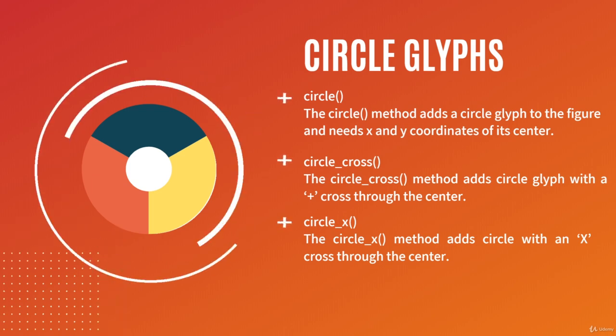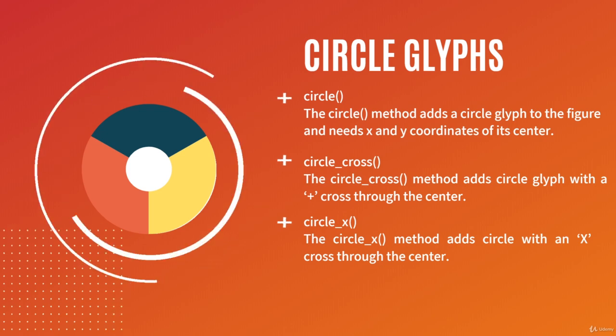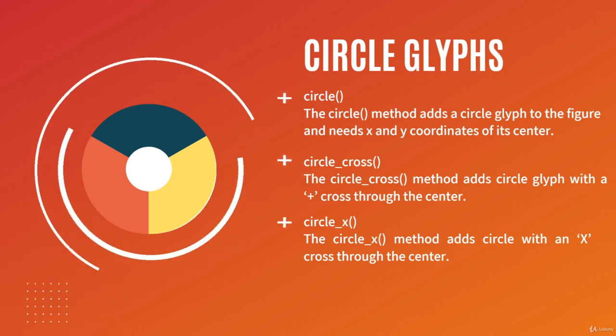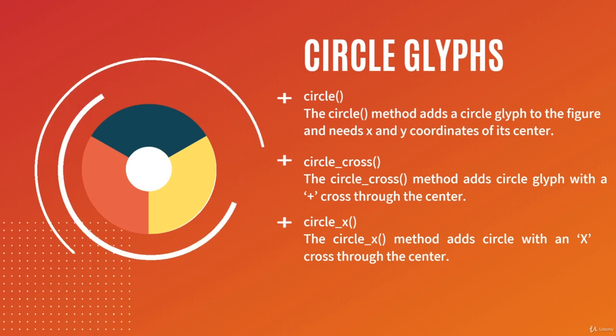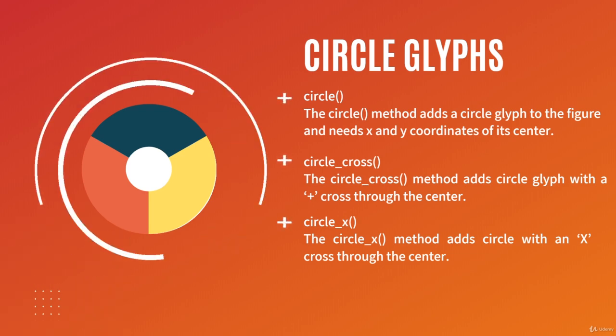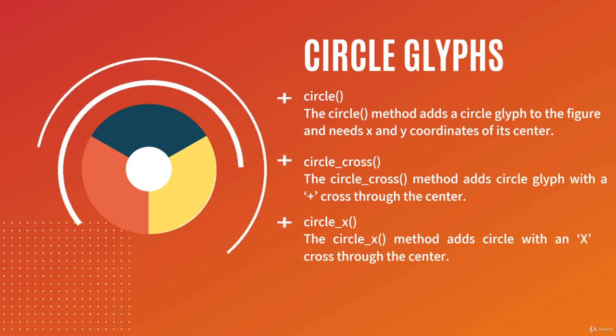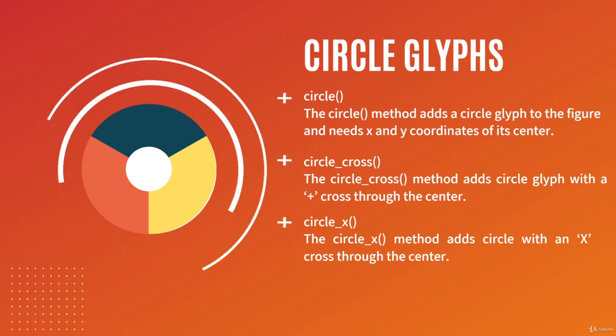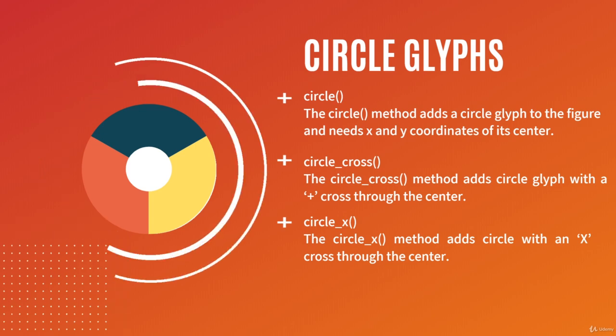And then finally, the third one is circle underscore x. So it would again make a circle glyph, and again there would be an x cross, not the plus, an x cross through the center this time. So there are three types of circle glyphs that one can go through. Okay, and accordingly, all three functions have been very well defined.